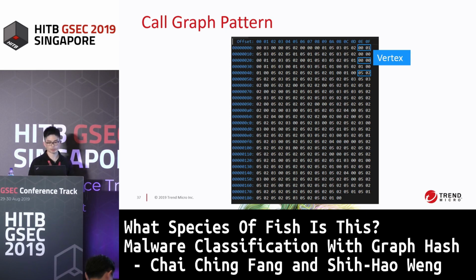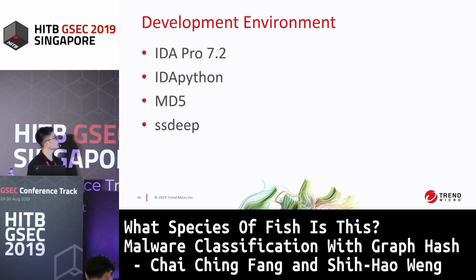So what a CGP really looks like. The blue present a vertex. Okay. And here is a development environment just for your reference. It includes IDA Pro 7.2 and the IDA Python, MD5 and the ssdeep.